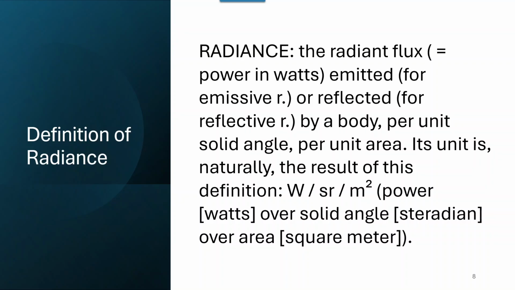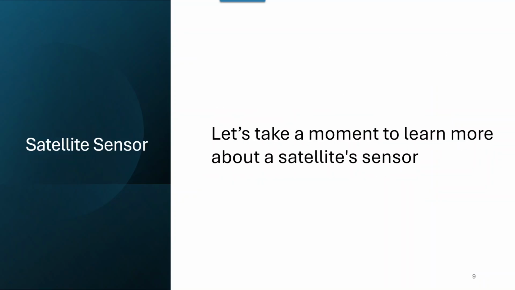Radiance, the radiant flux, and that is the power in watts that's emitted for emissive radiance or reflected for reflective radiance by a body per unit solid angle, per unit area. Its unit is naturally the result of this definition, watts per steradian per meter squared. Take a moment to learn more about a satellite's sensor.